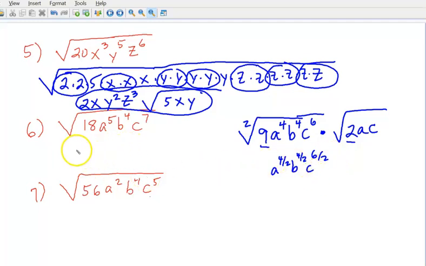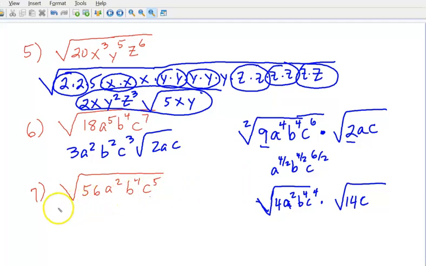Let me see who got this. So you got 3a squared b squared c cubed times the square root of 2ac. Who got that right? Right. Does anybody have a question? I'm going to have you try number 7 now. Try number 7.